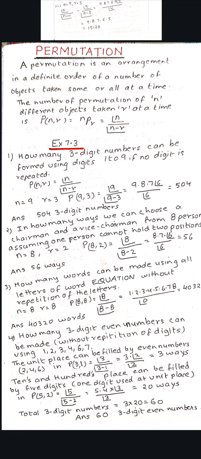Tens and 100 places can be filled by 5 digits. 1 digit is used at the unit place. So we are left with a choice of 2 digits out of 5 digits. So we are left with P(5,2), which is equal to factorial 5 upon factorial 5 minus 2, that is 5 into 4 into factorial 3 upon factorial 3, that is 20 ways.